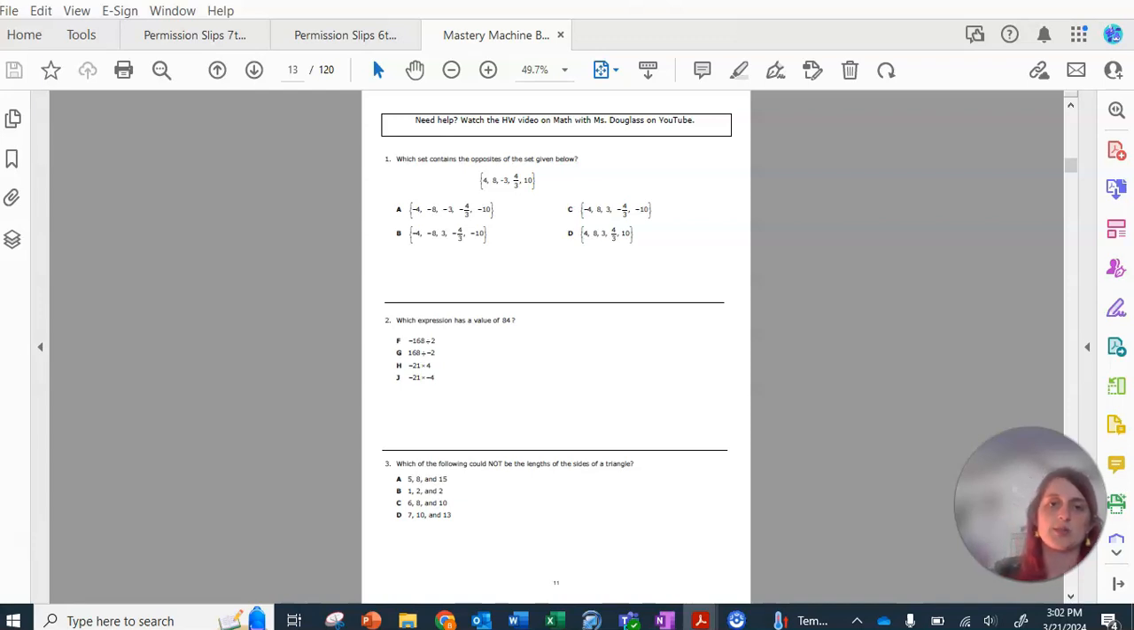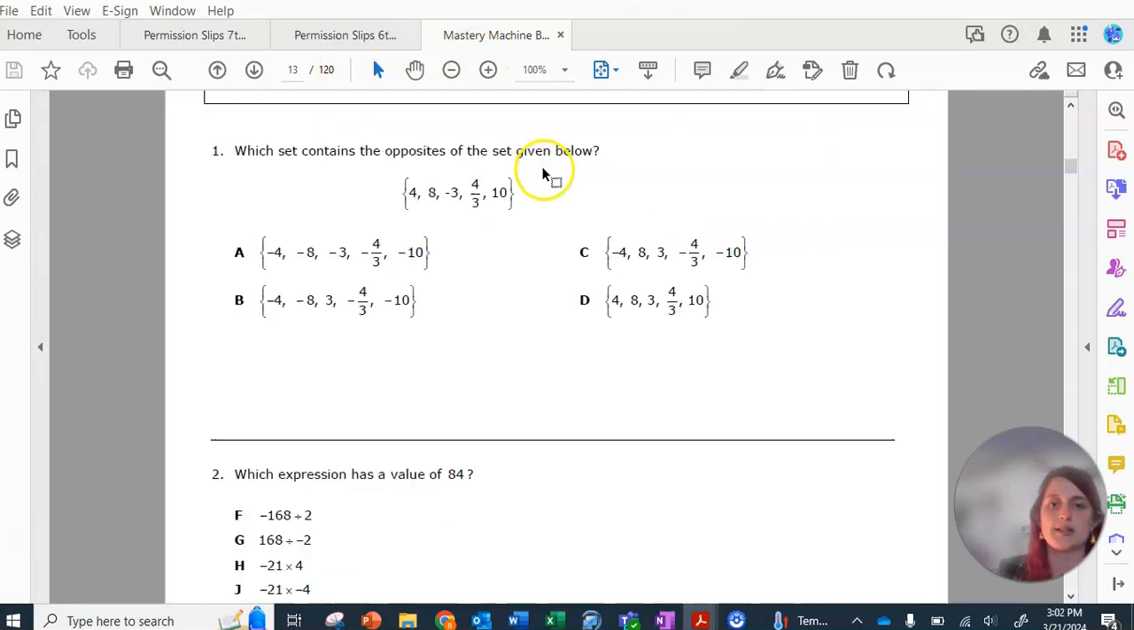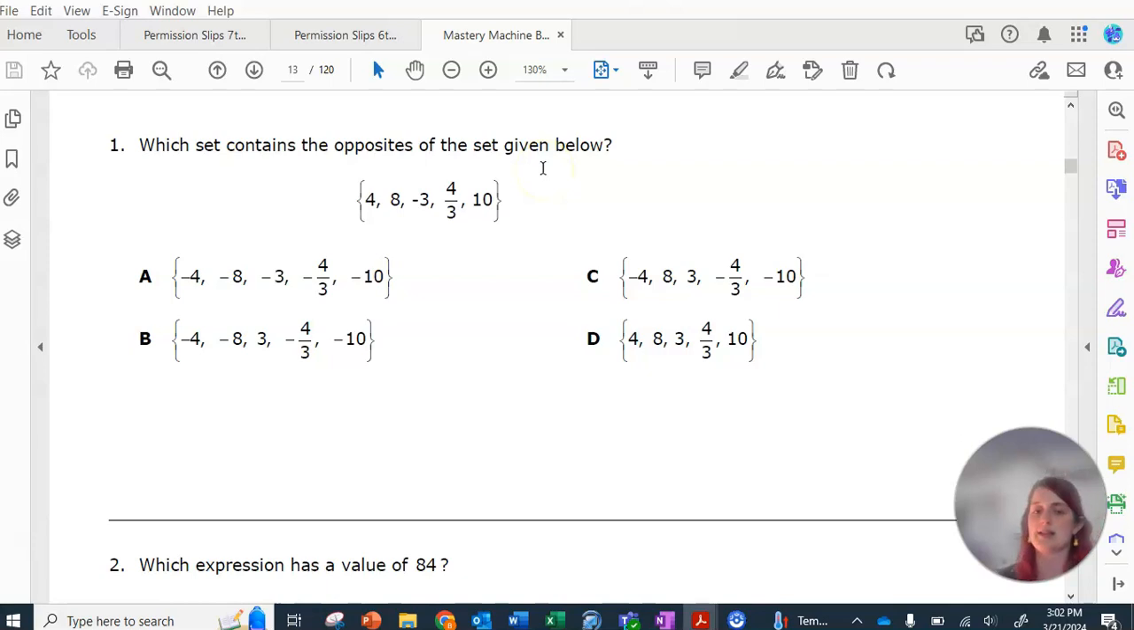The first one says, what set contains opposites of the set given below? Sets of numbers are usually listed like they are right here in those fancy braces. And opposites, we've done opposites. The opposite of 4 is -4. So I'm looking for a list that starts with -4.